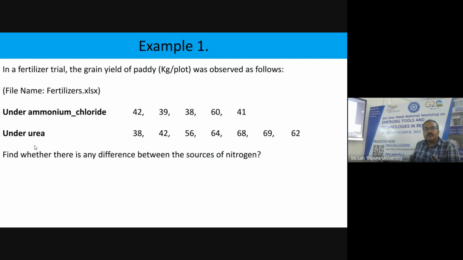Is that going to be a problem? If you do not have a similar sample size, will that be a problem? No, because you are going to use the mean only. Even if you have only two values, you will still have a mean for the first one. But you have five and the second one is seven. Find whether there is any difference between the sources of nitrogen. That means whether these two different fertilizers are providing the same amount of nitrogen to the crops, paddy, or not.